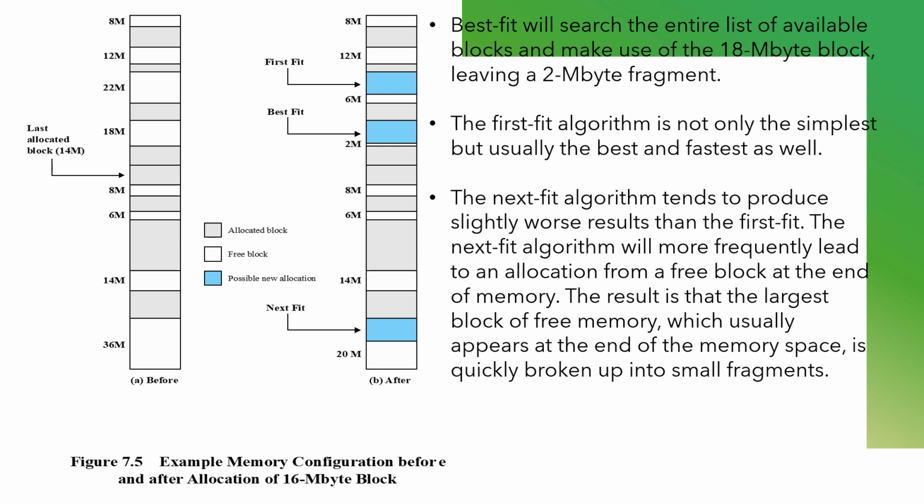Best fit will search the entire list of available blocks and make use of the 80 megabyte block, giving a 2 megabyte fragment. The first fit algorithm is not only the simplest, but usually the best and fastest as well. The next fit algorithm tends to produce slightly worse results than the first fit. The next fit algorithm will more frequently lead to an allocation from a free block at the end of memory. The result is that the largest block of free memory, which usually appears at the end of the memory space, is quickly broken up into small fragments.